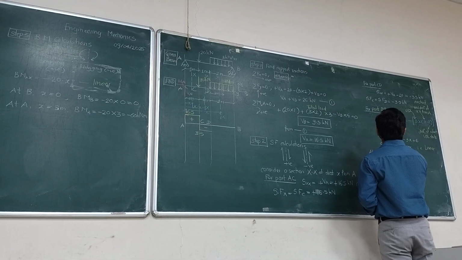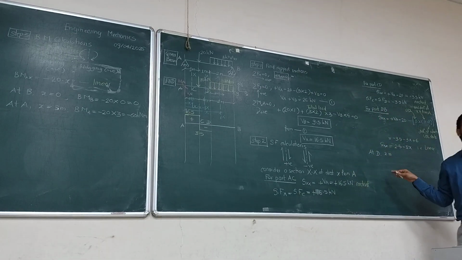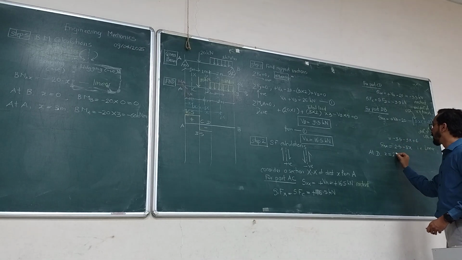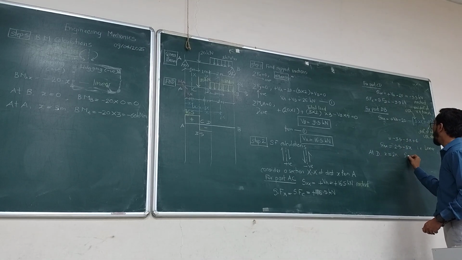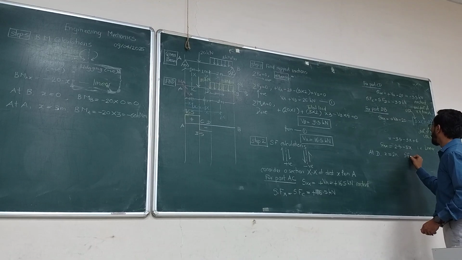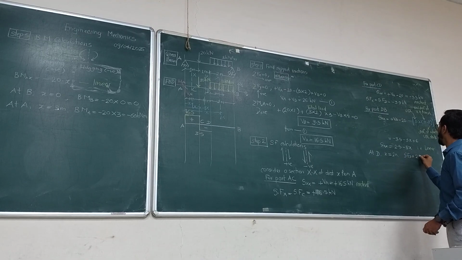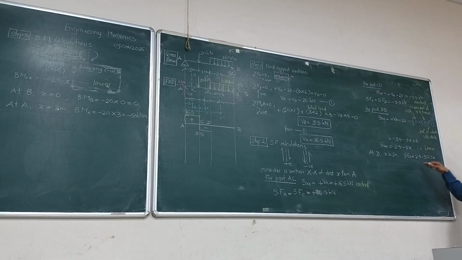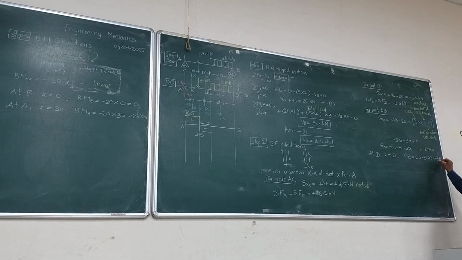x at D is equal to how much? What is the value of x at D? 2 meters. So shear force at D: 2.5 minus 3 into 2. How much are you getting? 2.5 minus 6, minus 3.5 kilonewton.